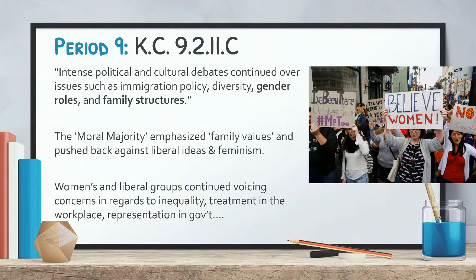Wrapping up our look at women's history, we have key concept 9.2, which states intense political and cultural debates continued over issues such as immigration policy, diversity, gender roles, and family structures. In the late 1970s and early 1980s, the religious moral majority movement that tied itself to conservative Republican President Ronald Reagan emphasized family values and pushed back against liberal ideas and feminism.